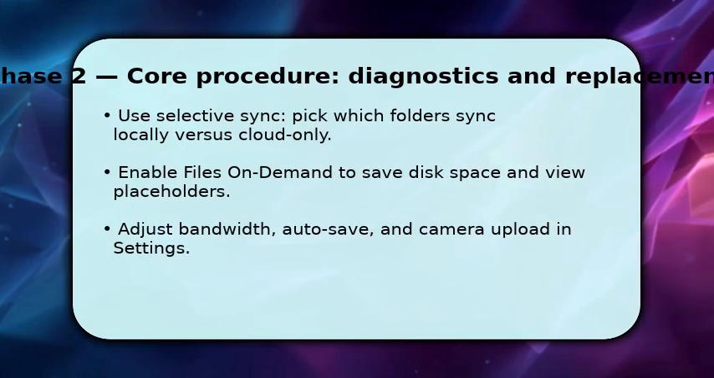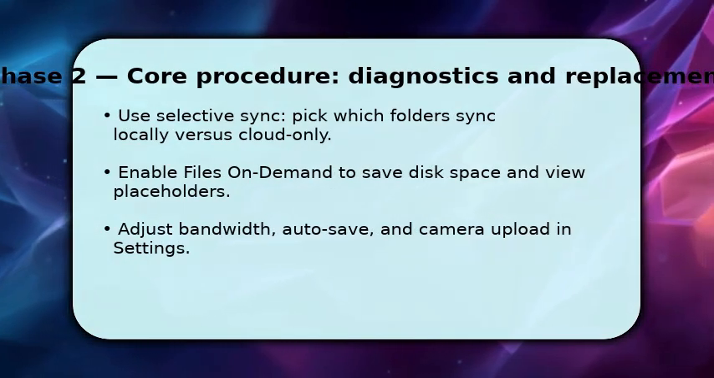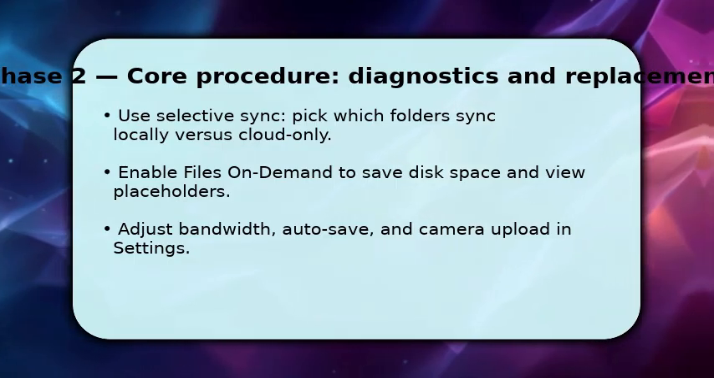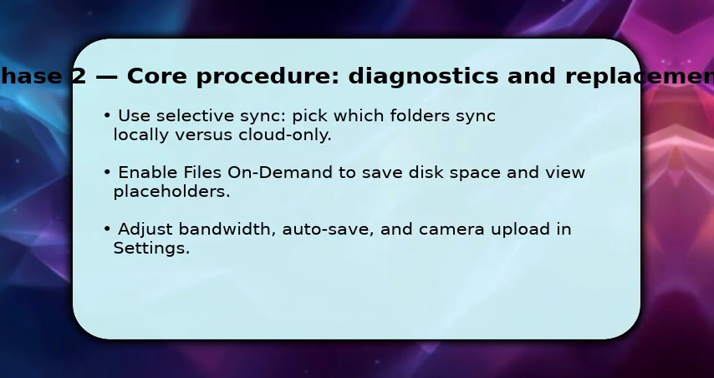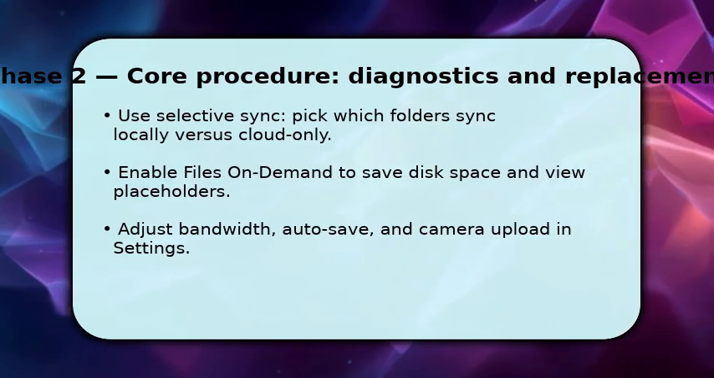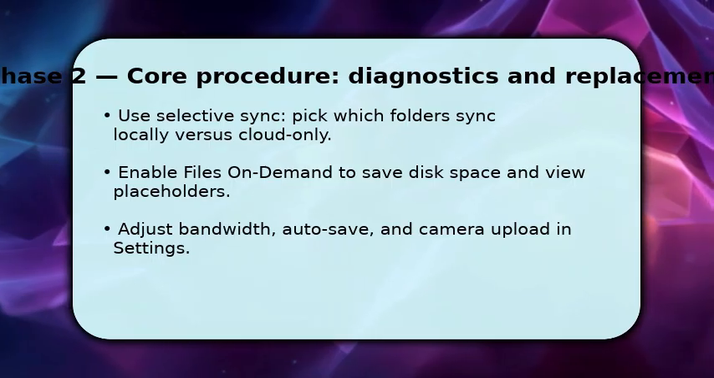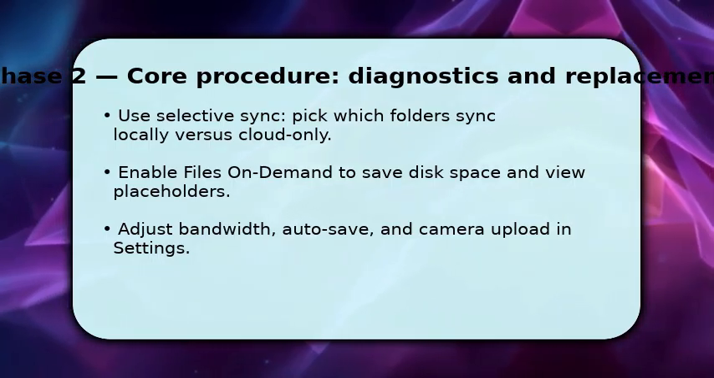Once the app is running, open Settings to fine-tune what actually syncs to your machine. Selective Sync lets you choose folders that stay local. Other folders can be cloud only to save space. Enabling Files on Demand shows placeholders instantly, so you see everything without fully downloading files.